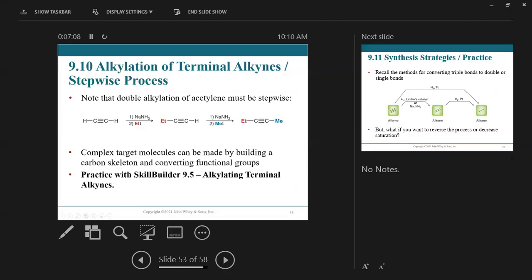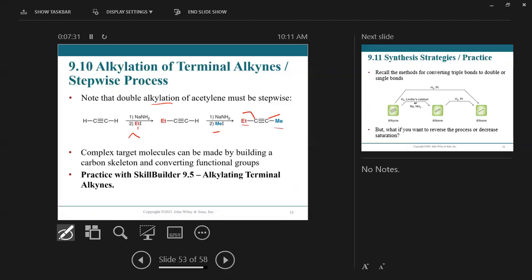It says, note that the double alkylation of acetylene must be stepwise. So, there's two steps to it. In this case, we're adding alkyl groups. That's what this means by alkylation. Et is an ethyl group, and Me is a methyl group. So, we could have drawn it like this. They're just abbreviating the shorthand.